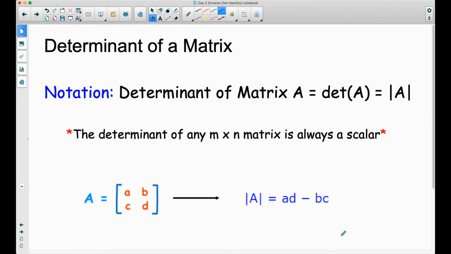All right. So now we got the determinant. There are going to be a couple of different ways you could see this written. It could be something like these two ways. I could actually have just a matrix with straight lines.